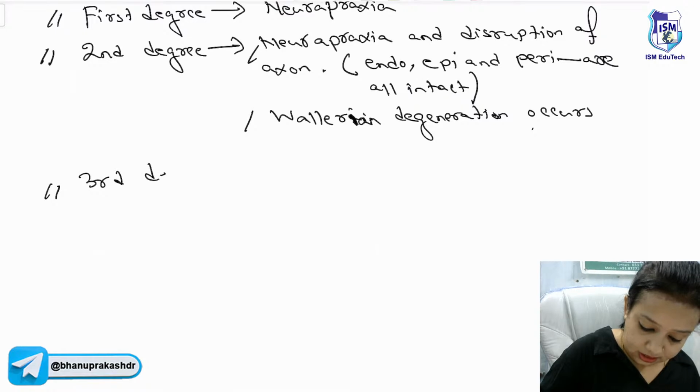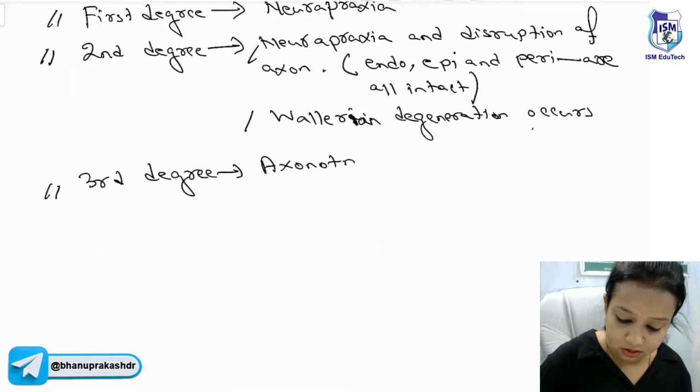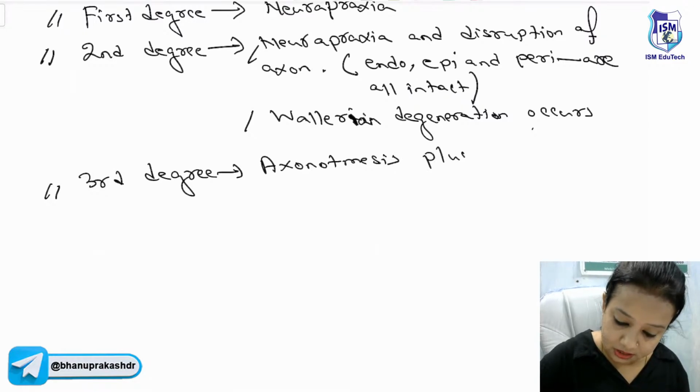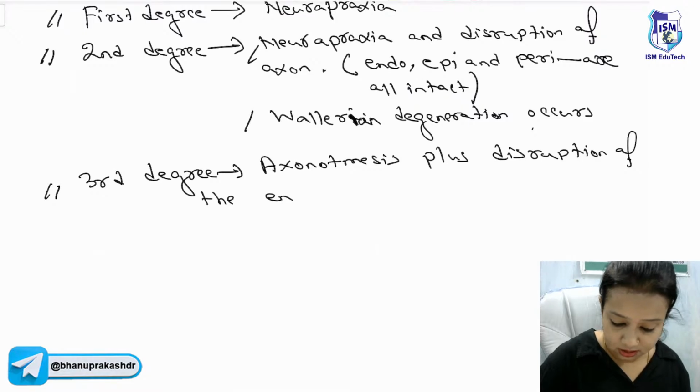Third degree is like axonotmesis plus disruption of the endoneurium.